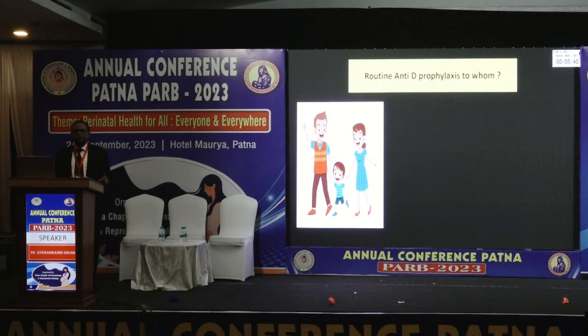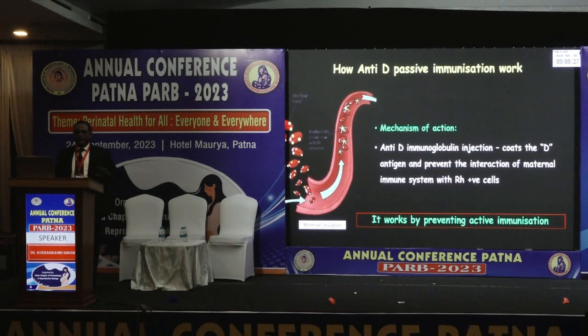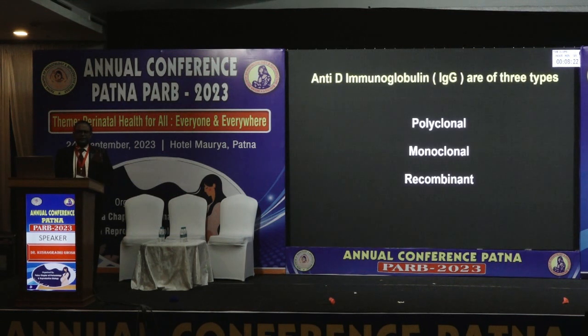So routine anti-D prophylaxis has to be given to whom? We need to give it to an Rh negative mother with an Rh positive father who has an Rh positive, ICT negative pregnancy. Now, the mechanism of action, we have gone into how anti-D works, and there are 3 types of anti-D: polyclonal antibody anti-D, monoclonal antibody anti-D, and recombinant anti-D. The polyclonal anti-D is no more available in India. Monoclonal antibody and recombinant anti-Ds are available in India.